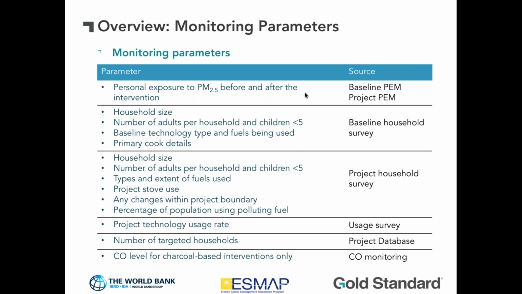Project developers are also required to carry out a baseline household survey, which will reveal information on the typical size of household, the number of adults in the household, and the number of children of age less than 5 years. It will also provide information on the baseline technology type and the fuels being used, and other details of the primary cook. The project household survey would again reveal information on the number of people above 5 years and below 5 years.